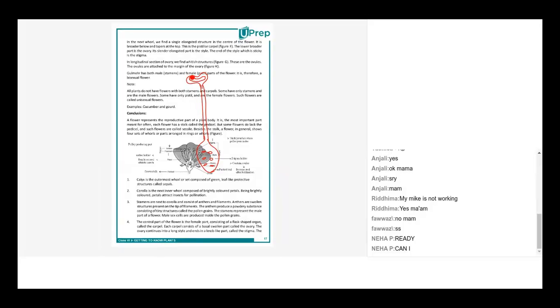This portion of a stigma is basically very sticky. Why does it need to be sticky? Yashika, why does it have to be sticky?